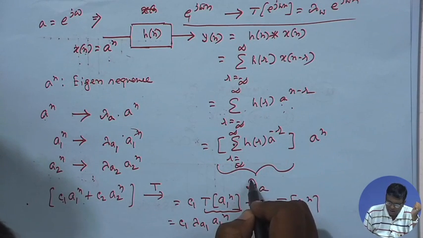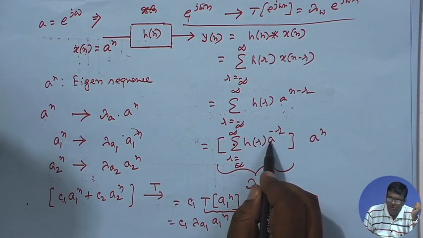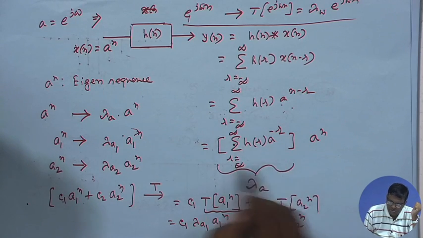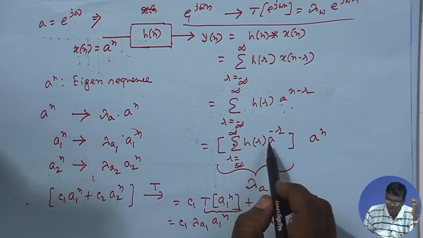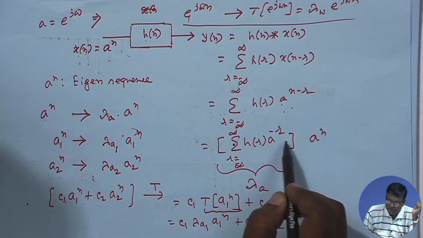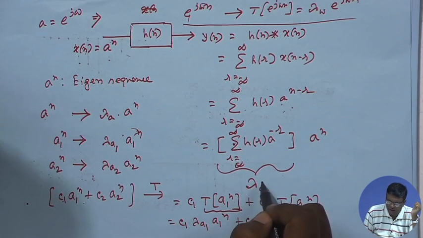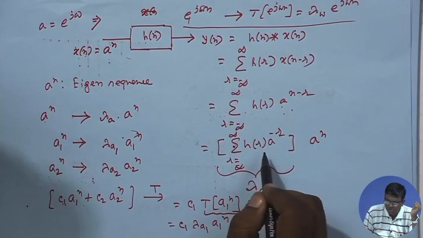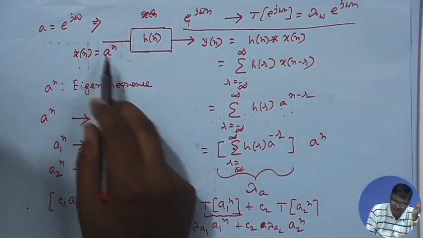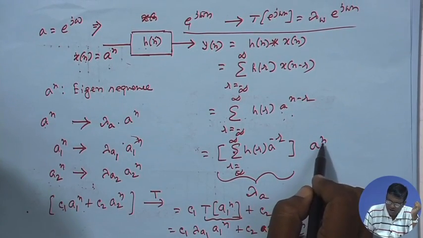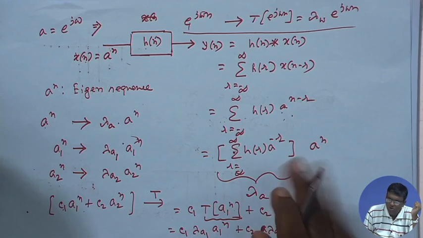You can give it a name, lambda as a function of a, because a is your choice. So, this value will change in accordance with a. If a changes, this overall value will change. So, it is a function of a, and I call it lambda of a. It is like an eigenvalue. So, if you give a to the power n as input, you get lambda of a into a to the power n as the output. What is the advantage of this?